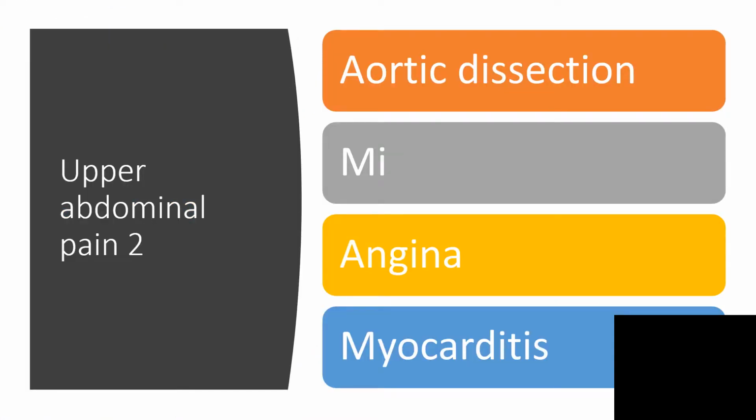It could be something dangerous like aortic dissection, myocardial infarction, angina pectoris, or myocarditis. All those are found in the upper parts of the abdomen. So the abdominal pain in the upper parts of the abdomen could be anything along those ones mentioned.